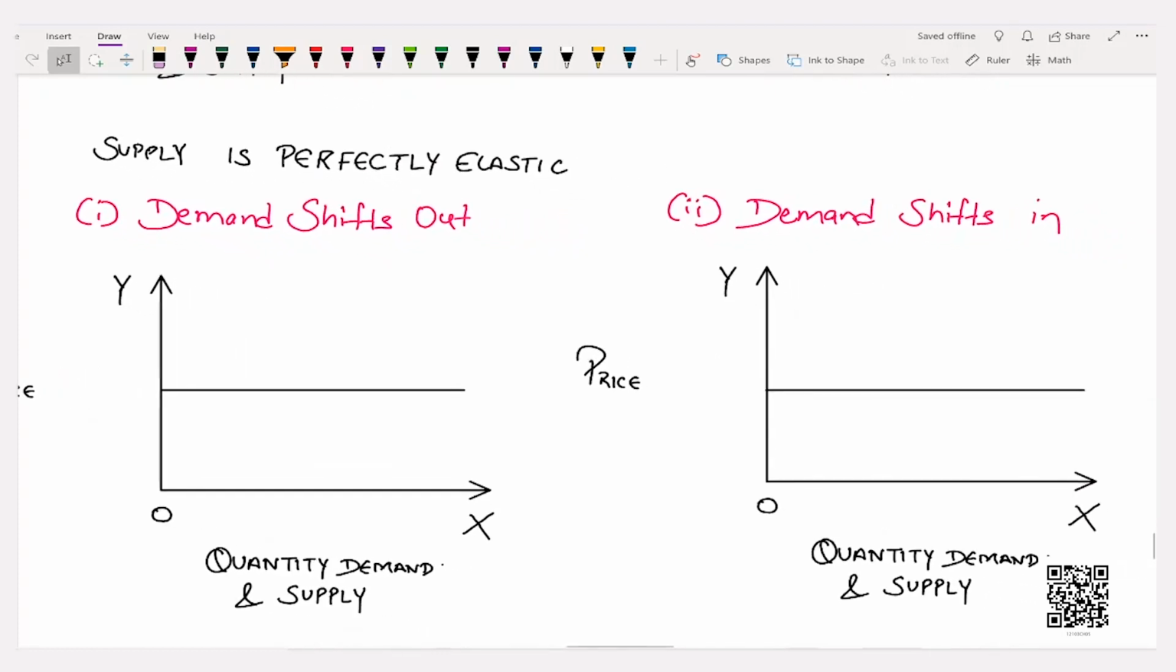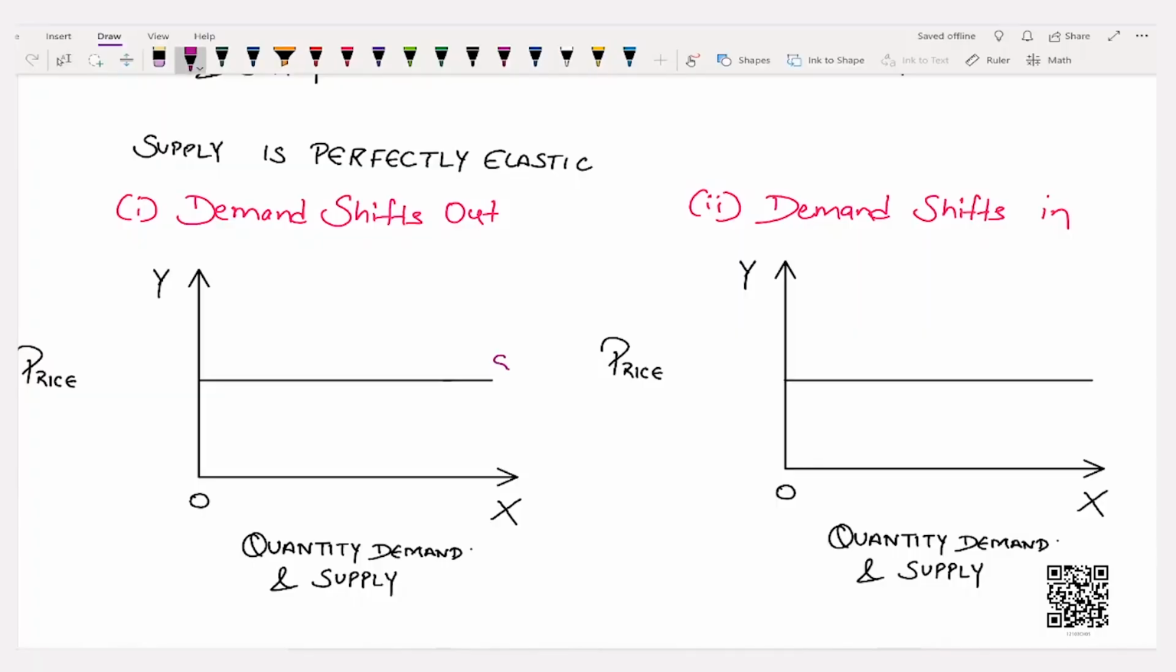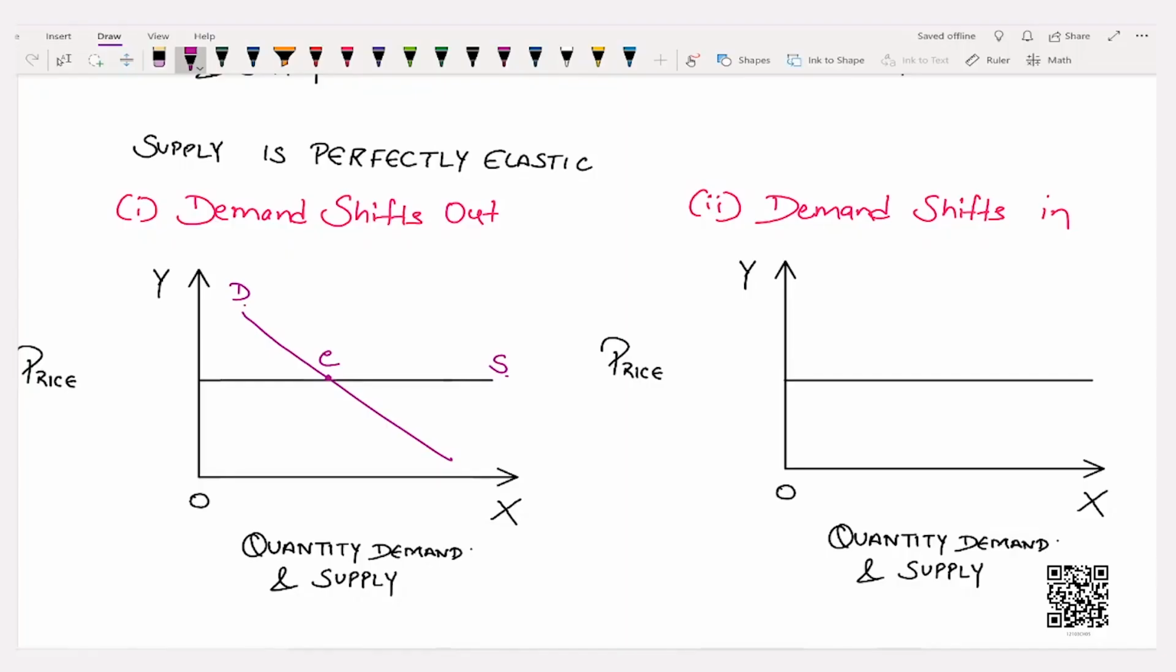So these were the two cases where demand was perfectly elastic, and we ascertained the effect on equilibrium price and quantity when supply changes. Moving ahead, now we have supply being perfectly elastic and demand shifting out or in. So if this is our supply curve, the demand curve would be a downward sloping curve intersecting the supply curve at point E, which is our equilibrium point, where equilibrium price is OP and equilibrium quantity is OQ. This means that the demand curve will shift towards the right.